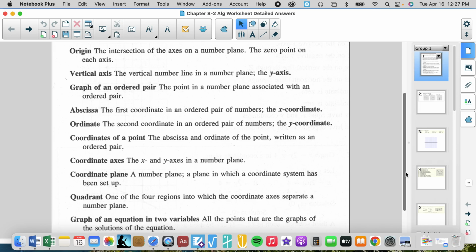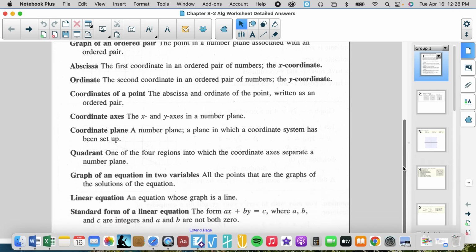Coordinate plane is the whole thing. Quadrant, you have 4 quadrants. The intersection of x and y creates 4 quadrants. Graph of an equation with 2 variables, that's called a linear equation.